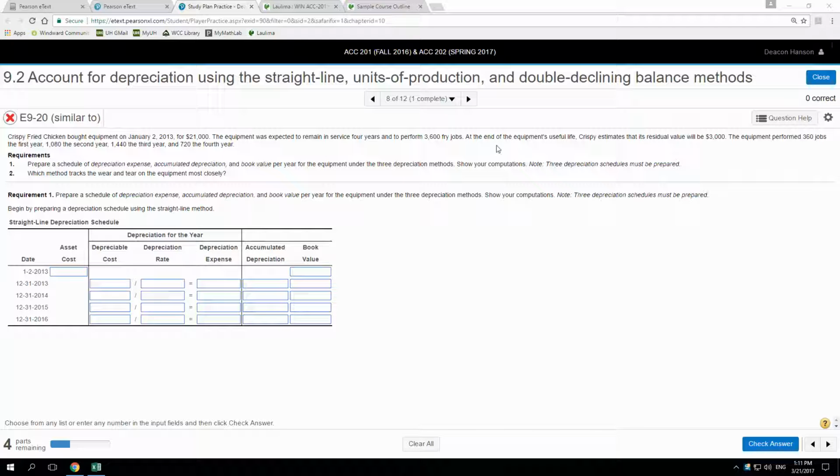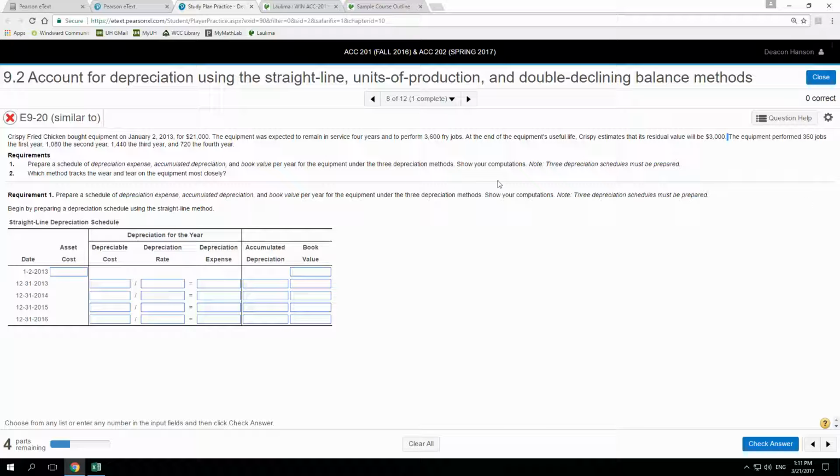Okay, it says, at the end of the equipment's useful life, Crispy estimates that its residual value will be $3,000. The equipment performed 360 jobs the first year, 1,080 the second year, 1,440 the third year, and 720 in the fourth year. Basically they want me to prepare a schedule of depreciation expense, accumulated depreciation, and book value per year using all three methods.